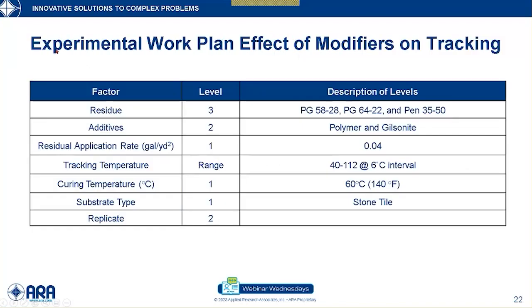And these are the experimental work plan that I tested to determine if modifiers have some effect on asphalt emulsion tracking. I used three neat binders: PG58-28, PG64-22, and a pen grade 35-50. I used two modifiers, one is polymer and the other is gilsonite. One single application rate was used, that is 0.04 grams per square inch. Tracking temperature started at 40 degrees Celsius and continued until 120 degrees Celsius to find the trackless temperature. Curing temperature was 60 degrees Celsius in an environmental chamber, and the substrate was stone tile.